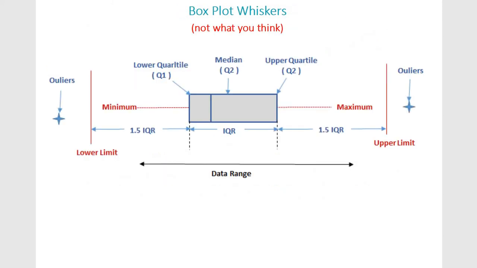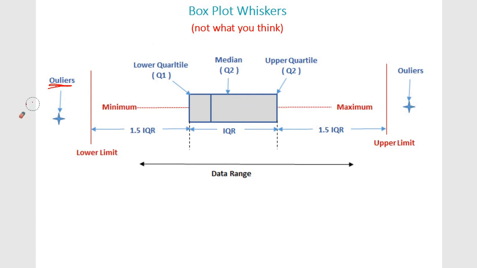I like to visualize. When we're drawing our whiskers, the whiskers only go out to the lower limit and upper limit, not necessarily to your minimum and maximum. Your min might be out here, but that's an outlier. You would not draw your whisker all the way out here. Not going to happen. Your whisker only goes to the lower limit.